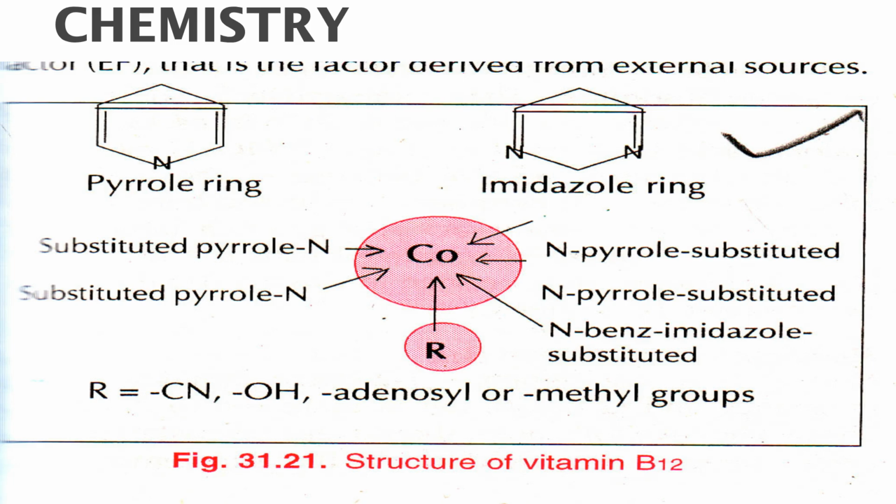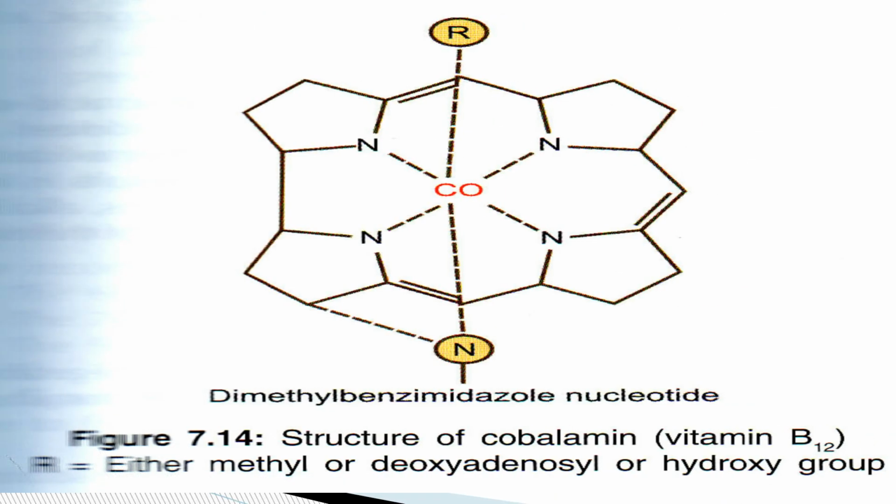Regarding the chemistry of vitamin B12, the structure includes a central cobalt atom, substituted pyrrole and imidazole rings. The variable group R can be cyanide, hydroxyl, adenosyl, or methyl groups. This image shows the detailed structure of cobalamin, or vitamin B12, where R can be a methyl, deoxyadenosyl, or hydroxy group. This structure includes a dimethylbenzimidazole nucleotide.